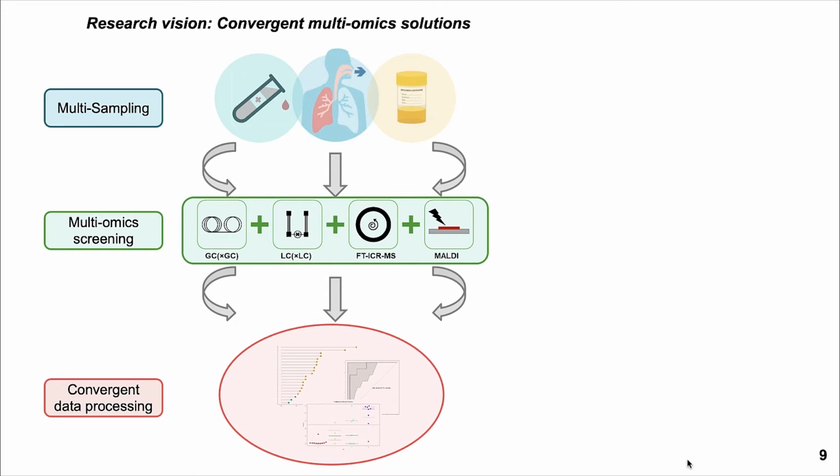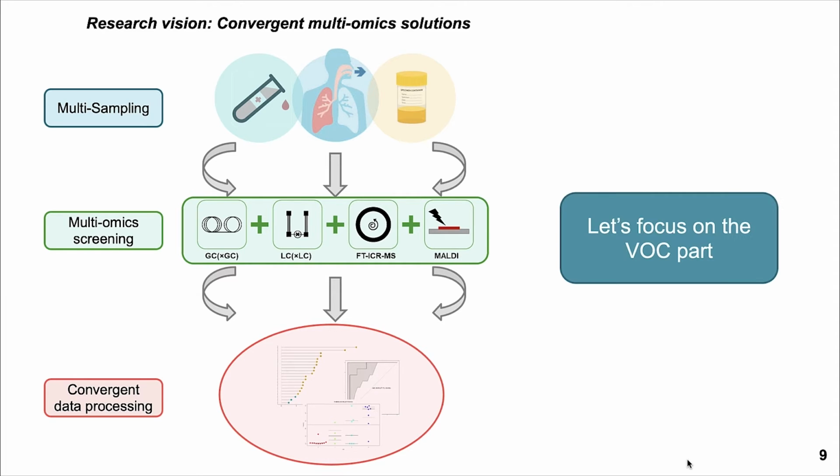So we designed a research vision in the group where we try to combine different omics methods to properly identify those metabolic pathways and see which compounds are really coming from a specific pathway and detected in the breath. And today I want to focus on the VOC part of this multi-omics screening.